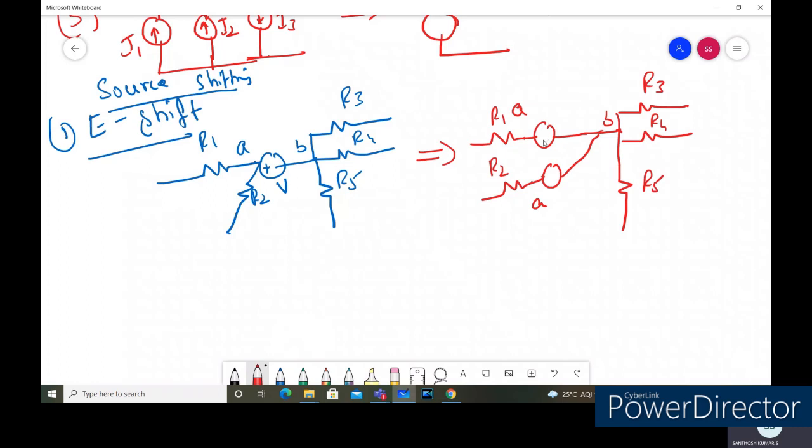So this is one kind of shifting the source. The polarity of the voltage source will remain the same. This polarity is plus minus, it will remain the same. So this is the one kind of shift here.